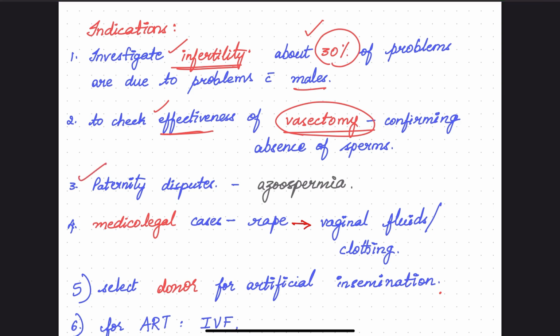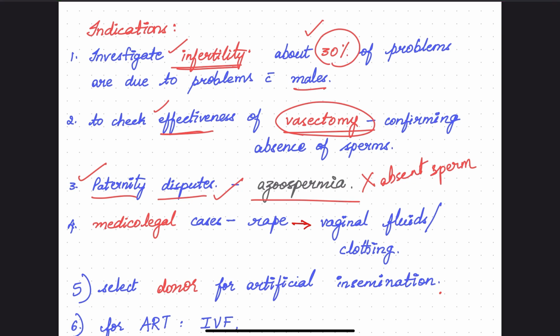Thirdly, paternity disputes. For example, a husband claims that the child is not born to him, so he has to prove his point and goes for semen analysis. If he is proven to be azoospermic, that means there are no sperms in his semen, then he cannot beget a child. On these grounds of azoospermia, he can prove that the child does not belong to him. So paternity dispute cases are solved by semen analysis.